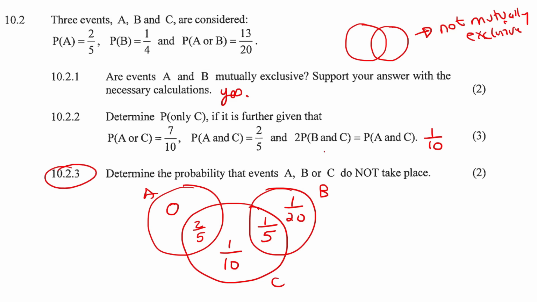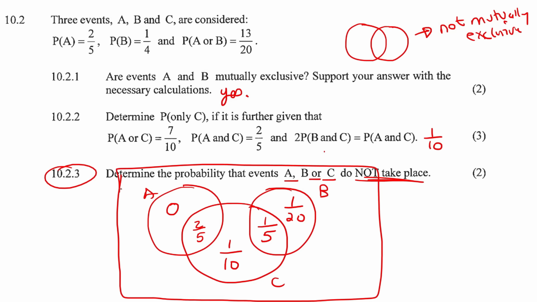this one says, determine the probability that events A, B, or C do not take place. Oh, okay. What they mean is, if you had to go add all of these together, so if you had to go add the 2 over 5 plus the 1 out of 10 plus the 1 out of 5 plus the 1 out of 20, what does that add up to? You might say it should add up to 1, but that assumes that there's nothing on the very outside of the circles. So let's see. Oh, it adds up to 3 over 4.